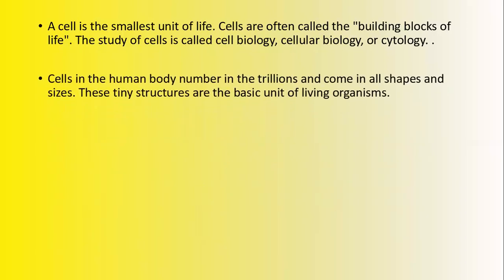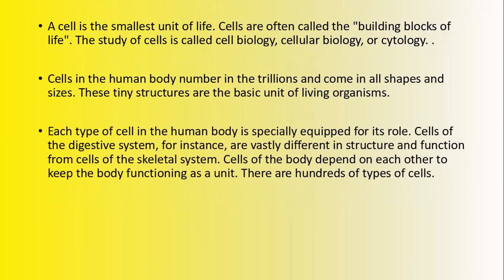Cells in the human body: the number of cells in the human body is more than trillions, and they come in all shapes and sizes. These tiny structures are the basic unit of living organisms. Each type of cell in the human body is specially equipped for its role. Cells of the digestive system, for instance, are vastly different in structure and function from cells of the skeletal system. Cells of the body depend on each other to keep the body functioning as a unit.